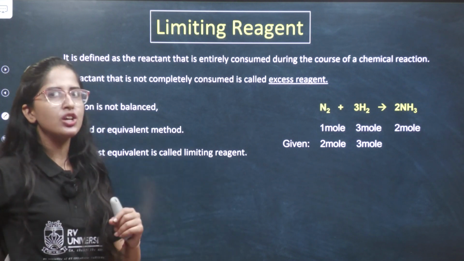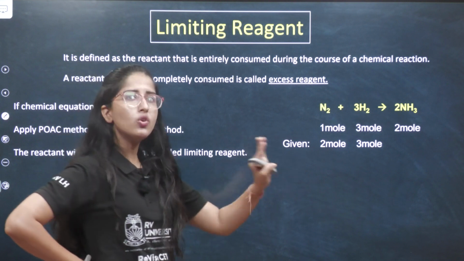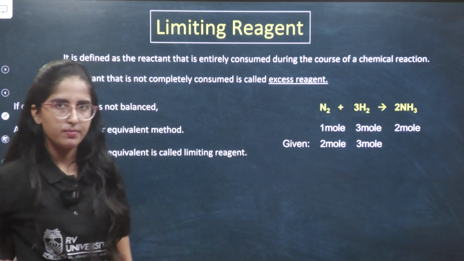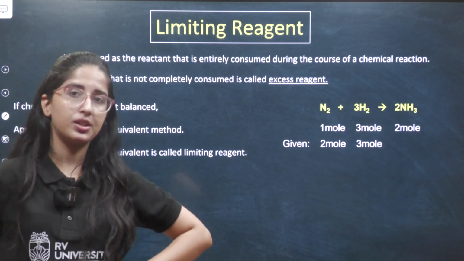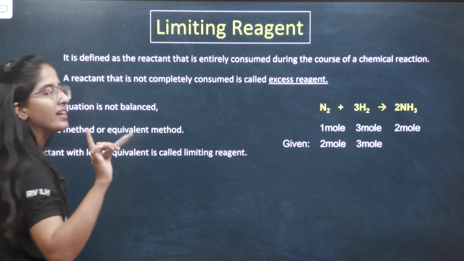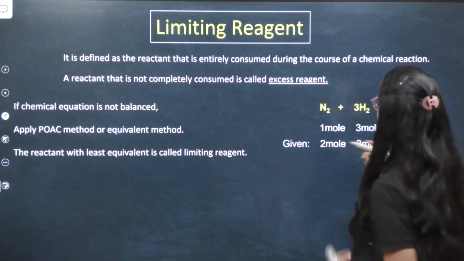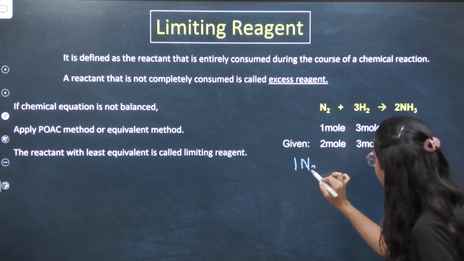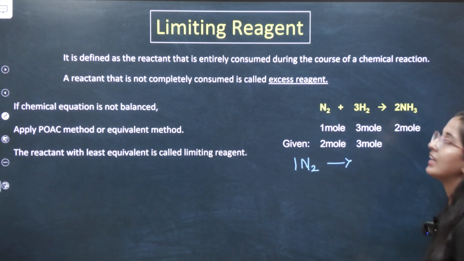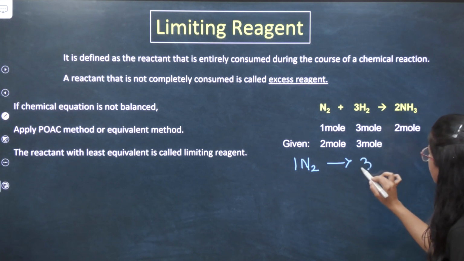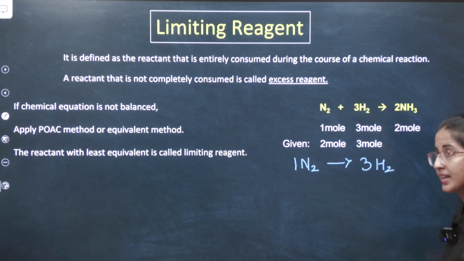But in examination, it is given that you are mixing 2 moles of nitrogen and 3 moles of hydrogen. Now tell me which is the limiting reagent. So what you have to do, the approach will be very simple. See here, 1 mole of nitrogen will require how many moles of hydrogen? 3 moles of hydrogen. Correct?